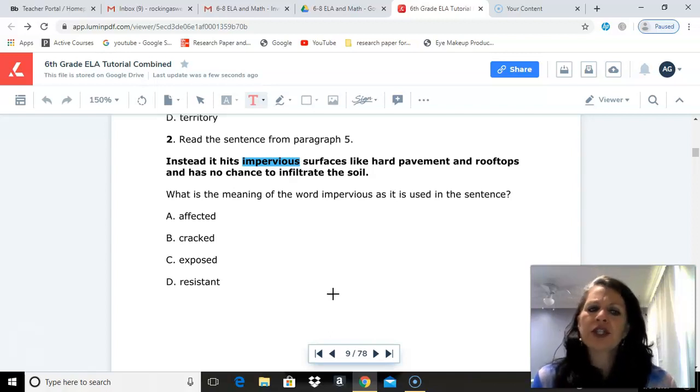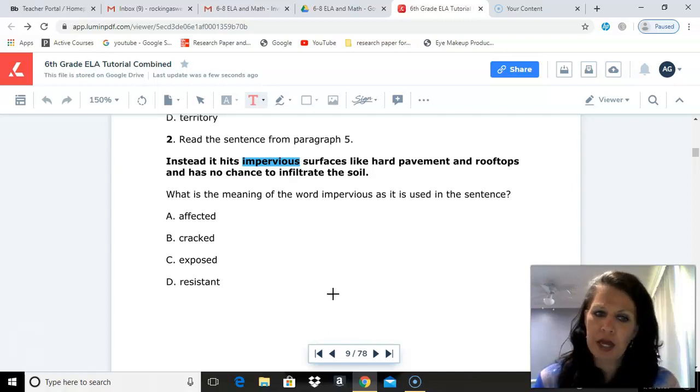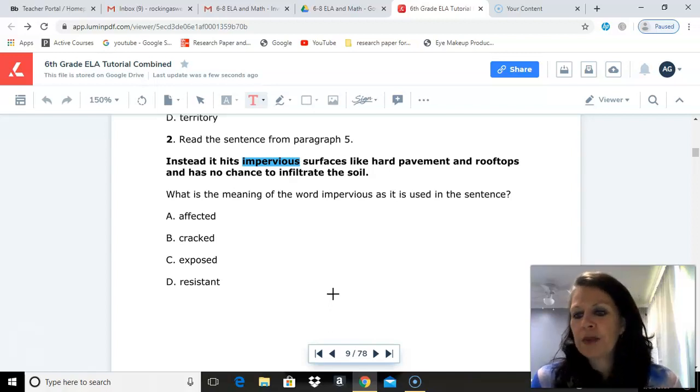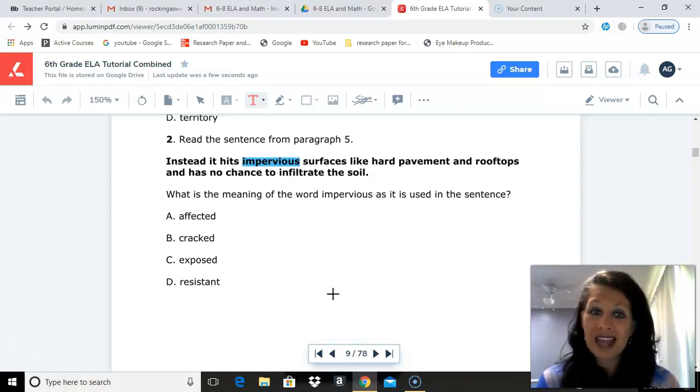Now remember I told you there's two answer choices that are very similar. You have cracked and you have exposed. If you think about exposed, something that's open, like if you had a cut or a scratch, a wound on your arm, if it was exposed, then that means it's open and germs could get in. Same thing with cracked. Think about an egg. It's solid on the outside, and then when you crack it, it's open. But if you think about your hard pavement and rooftops, you wouldn't want them to be open in places.